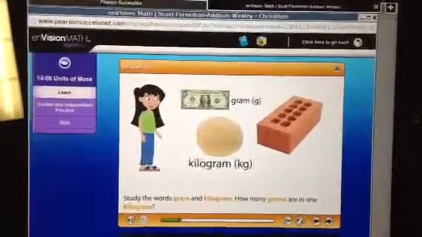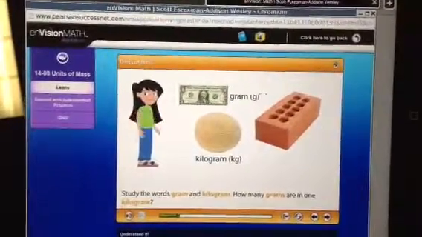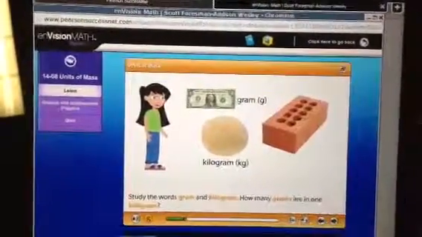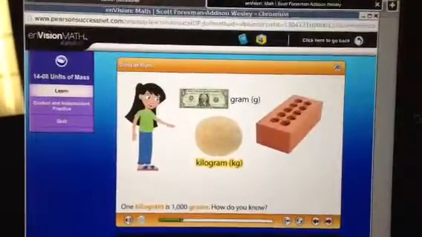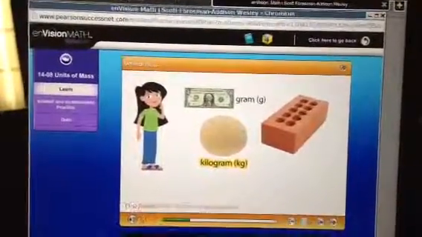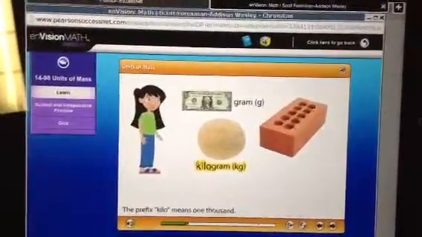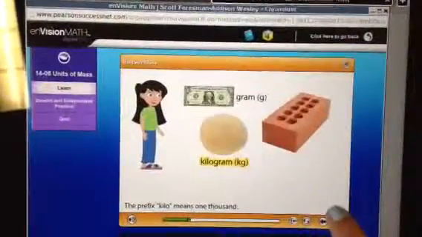Study the words gram and kilogram. How many grams are in 1 kilogram? 1 kilogram is 1,000 grams. How do you know? The prefix kilo means 1,000.